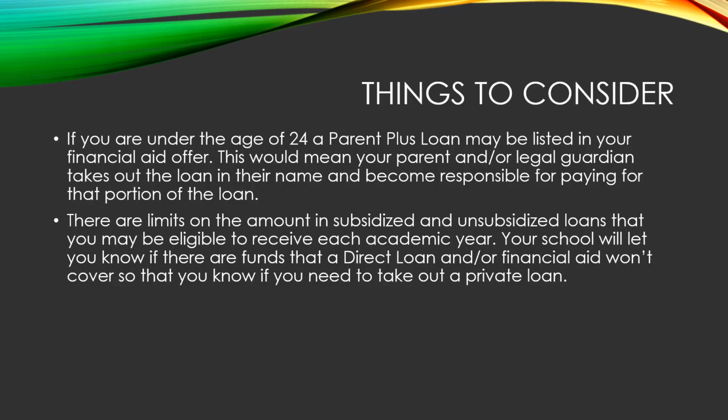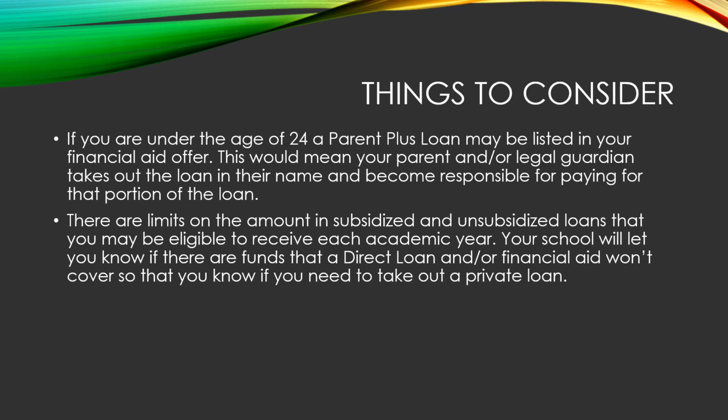Some things to consider. If you are under the age of 24, a Parent PLUS loan may be listed on your financial aid offer. This would mean your parent and/or legal guardian takes out the loan in their name and becomes responsible for paying that portion of the loan.